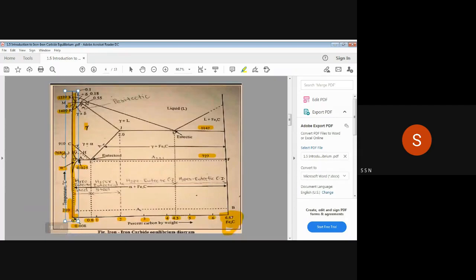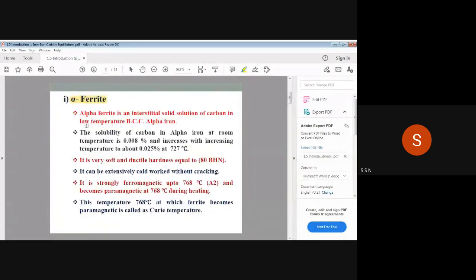Because at 768 we are getting alpha. Above this 768 to 1400 degrees Celsius, we are getting the phase of that iron as gamma austenite, and above this 1400 to 1539 we are getting phase delta ferrite, isn't it? And that delta is far above. Gamma is also far above. Alpha is only for the low temperature, up to 768. That's why in that definition it says at low temperature.